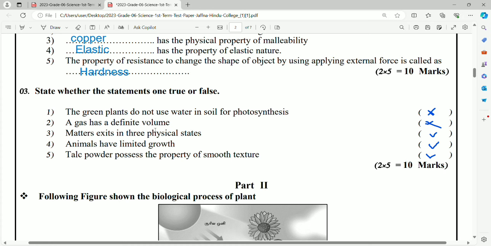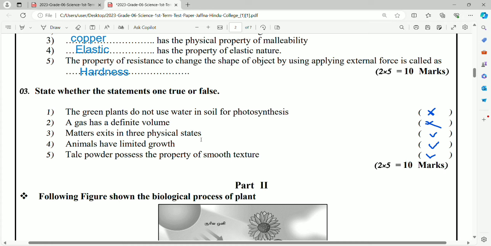A gas has definite volume. No, wrong. A gas does not have definite volume, because we can compress gases. When we compress the gas, the volume becomes small. So this statement is wrong. A gas has no definite volume and no definite shape. So matter exists in three physical states.